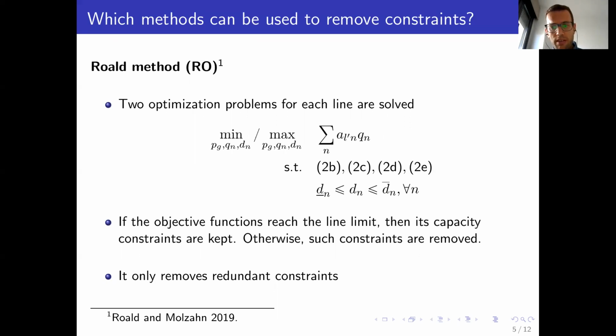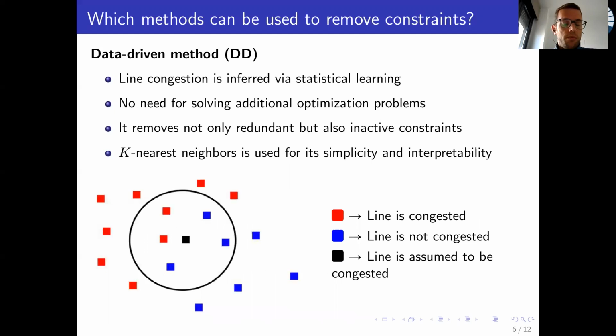This method is a bit conservative since it's going to remove all the redundant constraints. Then we have the method proposed in our work. What we're going to do is try to infer line congestions via statistical learning. So we don't need to solve any additional problems as in the previous method. And also, it's not only going to remove redundant, but also inactive constraints. So it's not going to be so conservative.